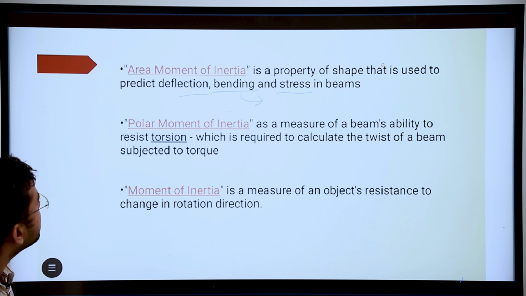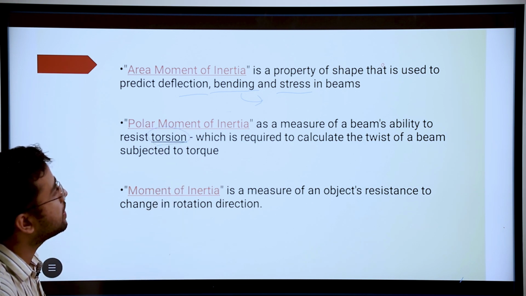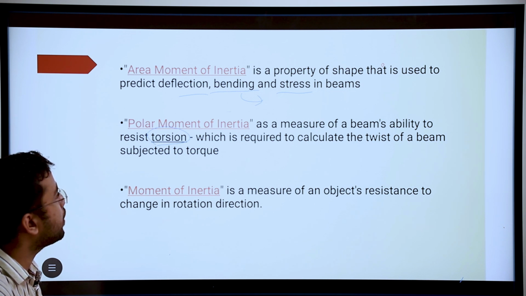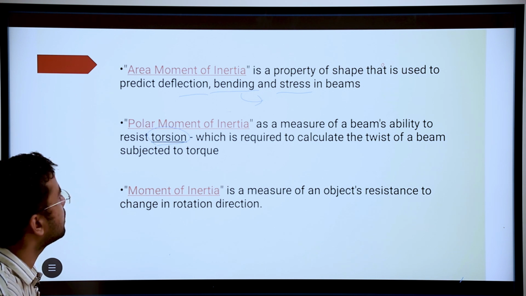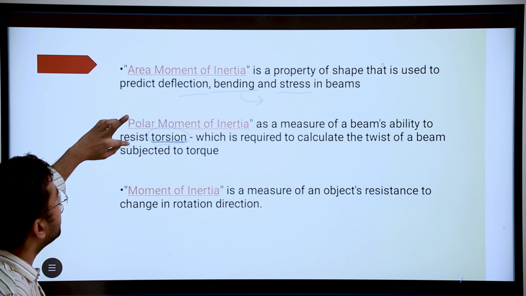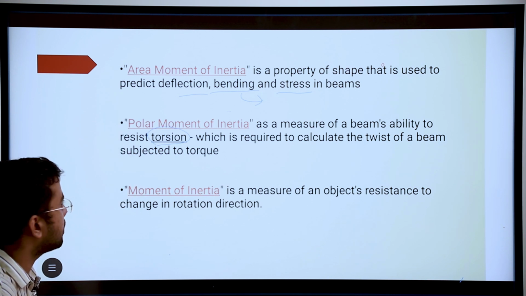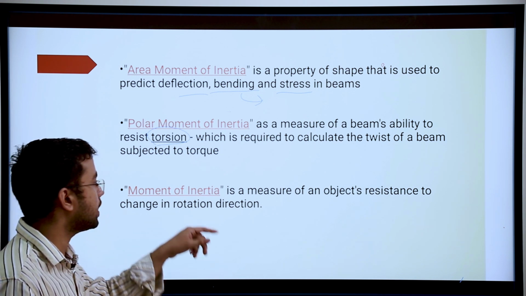Polar moment of inertia we use in torsion, as a measure of a beam's ability to resist torsion, which is required to calculate the twist of a beam subjected to torque. So in that way we can define area moment of inertia and polar moment of inertia based on the application. So simple moment of inertia is a measure of an object's resistance to change in rotation direction.